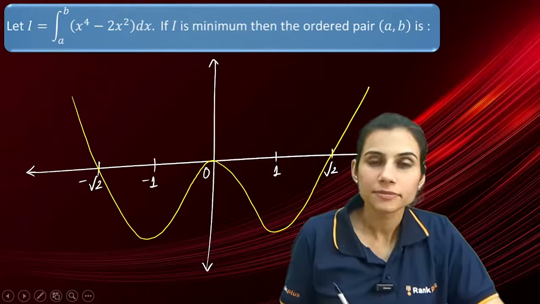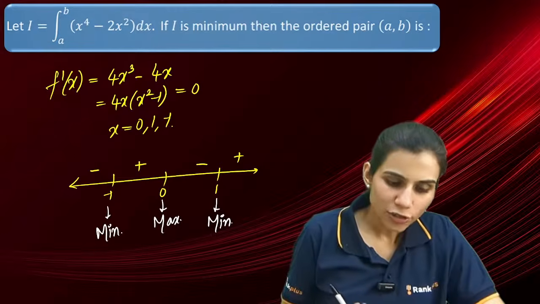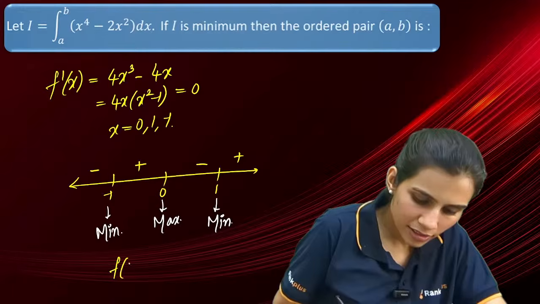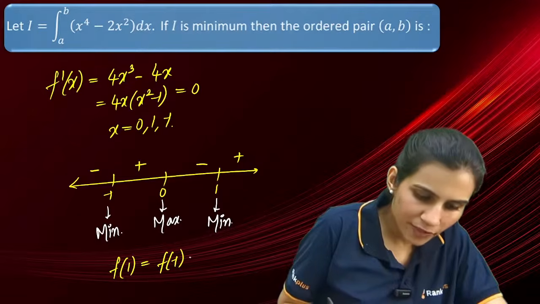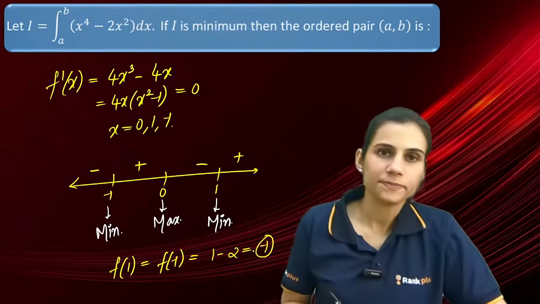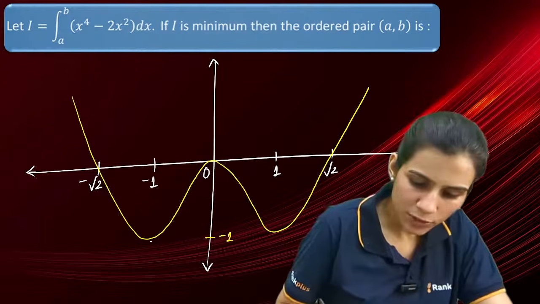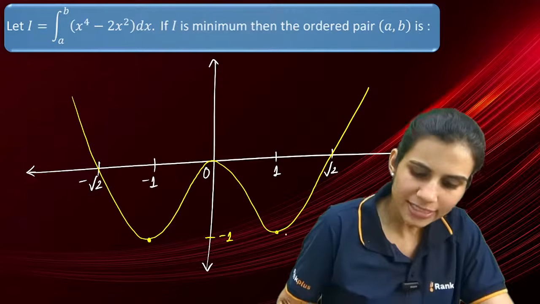That's it. Yes or no? Because at f of 1 and f of minus 1, the value is going to be the same. Yes, 1 minus 2, which is minus 1. So f of 1 is minus 1, f of minus 1 is also minus 1. So this peak, as you can see, is at minus 1.